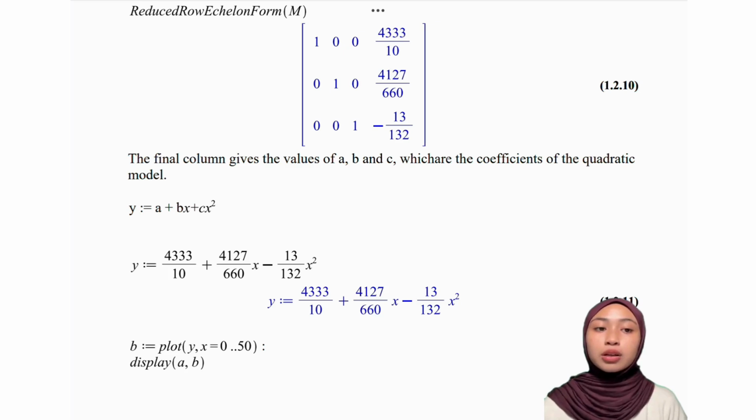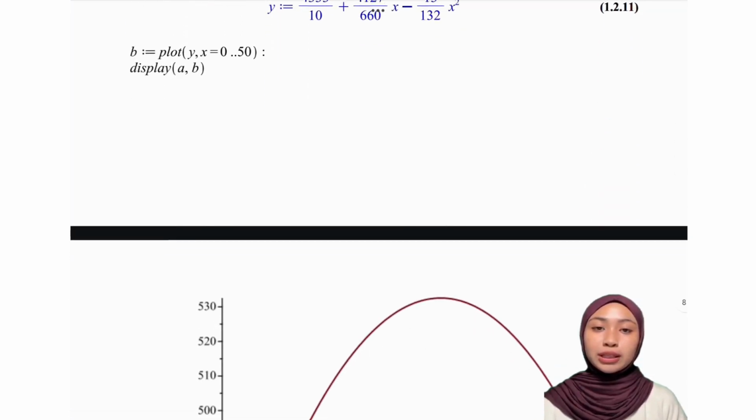And then the final column of this reduced matrix directly hands us our optimal coefficients, where our constant a is 4,333 over 10, our linear coefficient b is 4,127 over 660, and our quadratic coefficient c is negative 13 over 132. Next, we substitute our values back into our model, which gives us the best fitting quadratic equation.